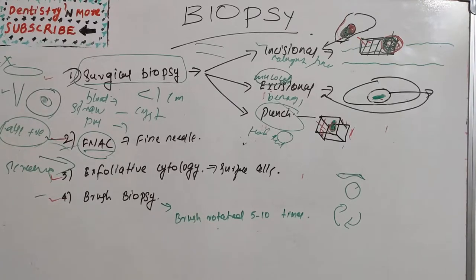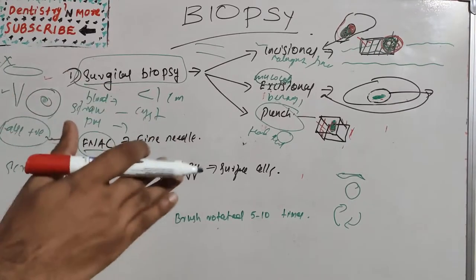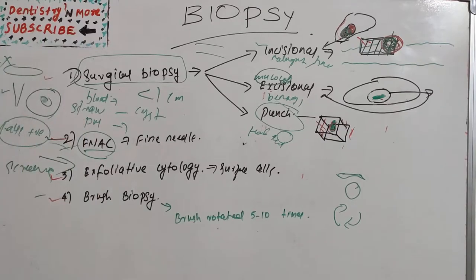Firm pressure with a circular brush is applied, rotated 5 to 10 times, causing light abrasion. Abrasion is removing the superficial cells over the tissue or lesion. These cellular materials will be picked up by the brush, and then, following the same procedure, transferred to a glass slide, preserved, dried, stained and studied. So that is a brush biopsy. Again, it can't be used as a substitute. It can be used as an adjunct.